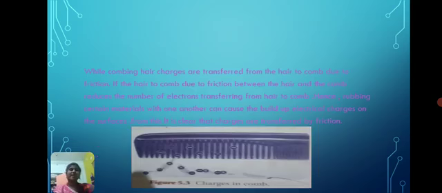While combing, charges are transferred from the hair to the comb due to friction between the hair and the comb. Hence, rubbing certain materials with one another can cause a build-up of electrical charge on the surface. From this, it is clear that charges are transferred by friction.